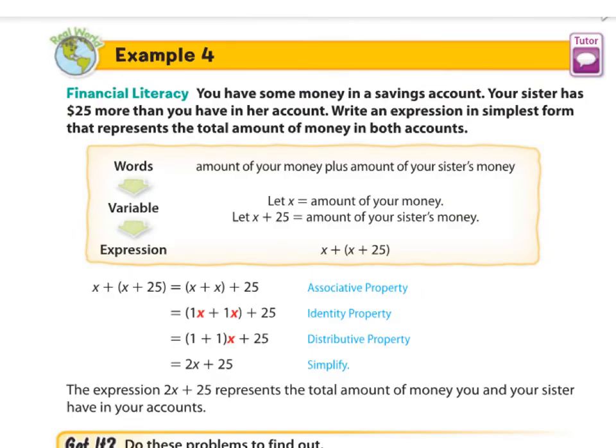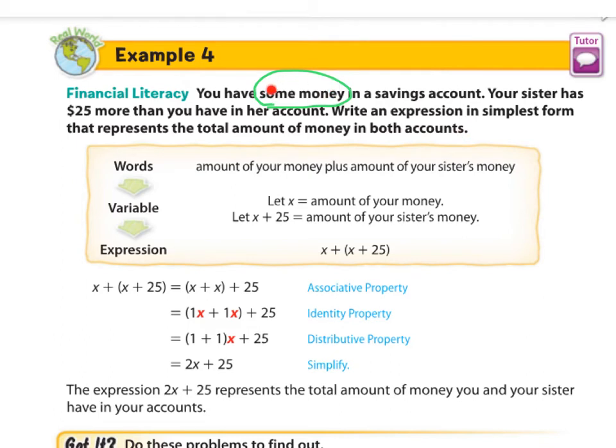And finally, for the last example, we are going to look at an algebraic expression in context: financial literacy. You have some money in a savings account. Some money, there is your variable. Your sister has 25 more than you have in her account. So it's a plus 25, or you can subtract it, depending on what the question is. Write an expression in simplest form that represents the total amount of money in both accounts.